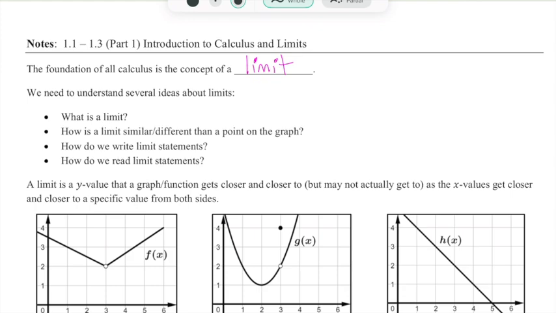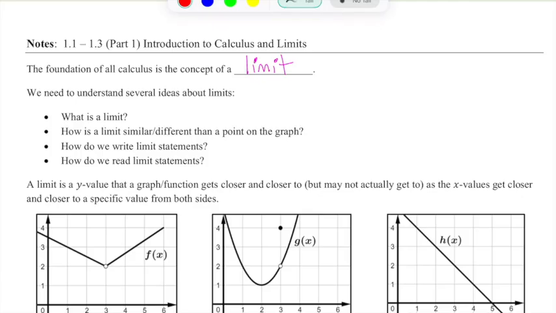This is the first lesson of Calculus AB. We are going to introduce limits. These are the four things we are going to cover today about limits. Now, what is a limit?